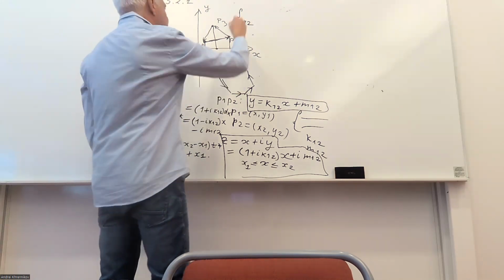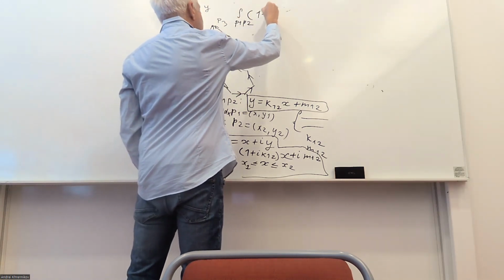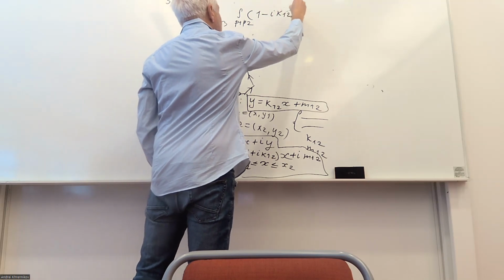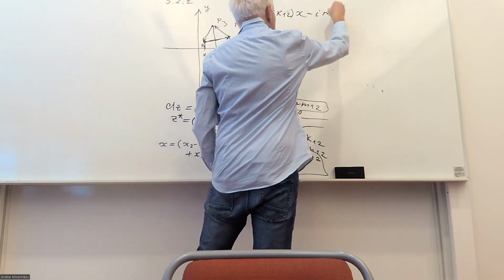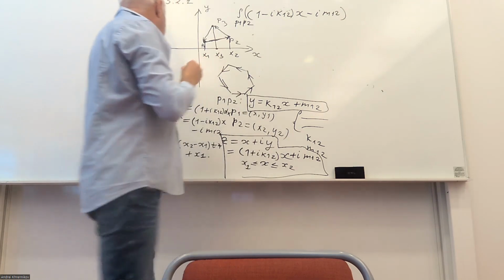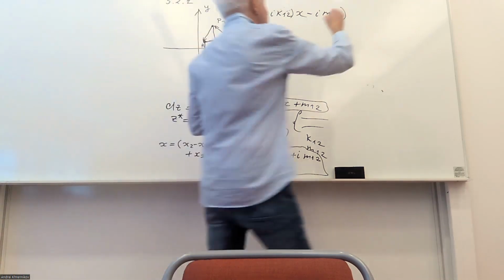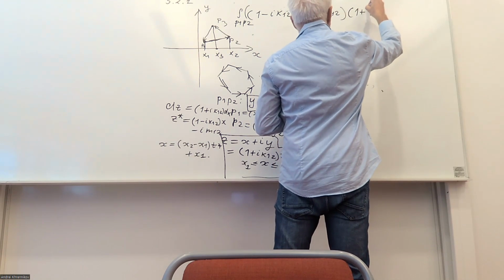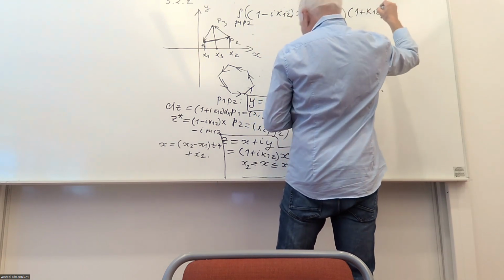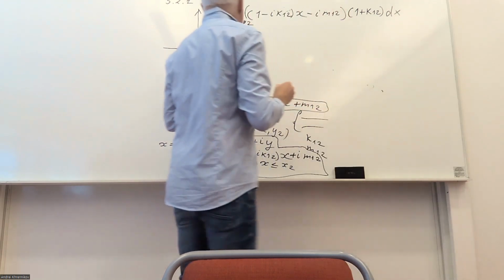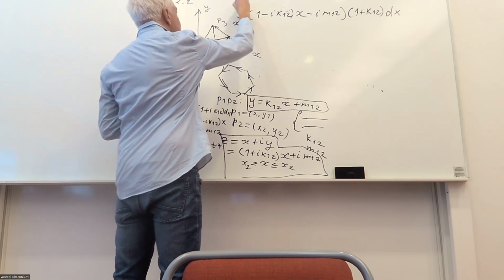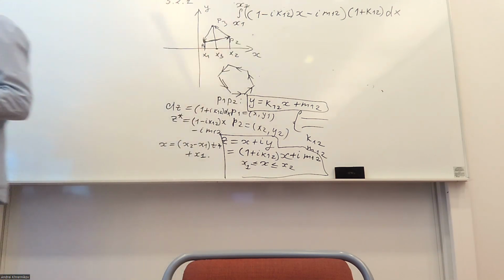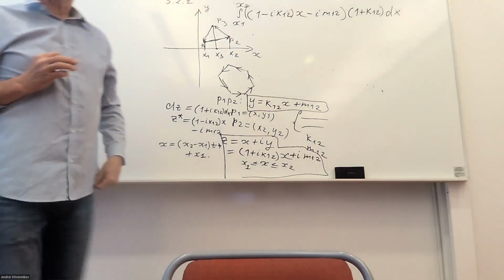Integral from P1 over P2 from this segment. Here we have z, it would be this: 1 minus i k12 x minus m12, and dz is just a number, 1 plus i k12 dx. And now we can directly write from x1 to x2. So this is a linear integral, you can integrate it very quickly.